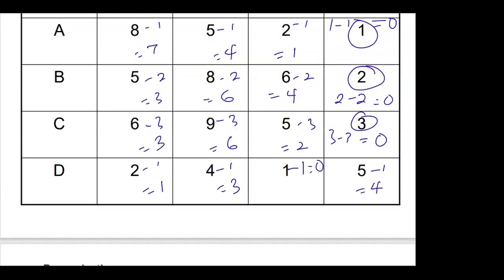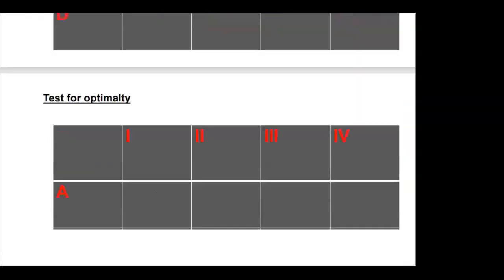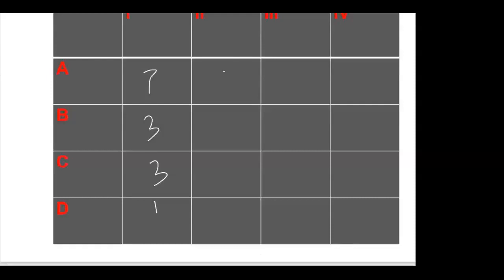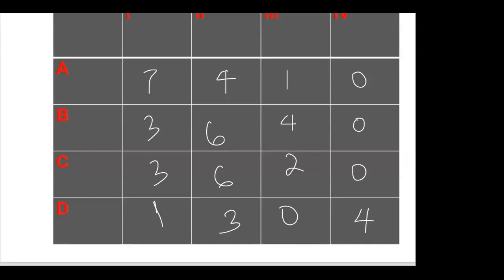So this is 7331. This will be 4663. I'll call the remaining one for me. 1420. 0004. That's row reduction.